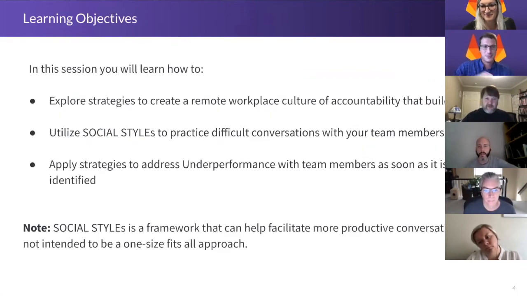So without further ado, in this session, we're just going to explore some strategies to create a workplace culture of accountability that builds trust. We're going to build on utilizing social styles to practice difficult conversations with team members, and we're going to apply strategies to address underperformance with team members as soon as it is identified. Before we dive deeper, I also wanted to give a quick shout out to Mr. Sam Beckham for creating that awesome app in terms of up-leveling the PDF for the social styles assessment. So thank you, Sam. It looks really awesome.